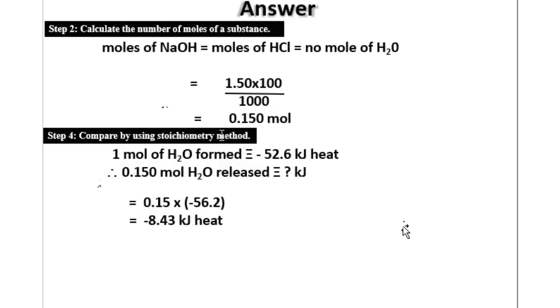Step 1 done, the equation. Step 2 now is the formula, and then you have to compare by using the stoichiometry method, just like I told you already. 1 mole of water formed equals negative 56.2. Now, the number of moles based on this question is 0.15 mole. So the heat released by this reaction is negative 8.43 kilojoule. And now the question asks about the final temperature. So this is the formula we are going to use. Madam told you already.